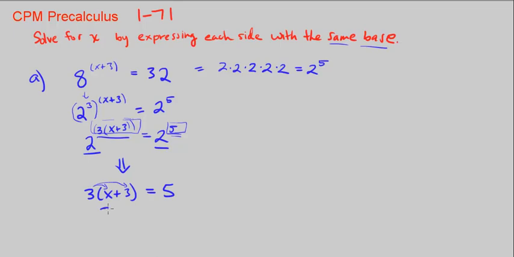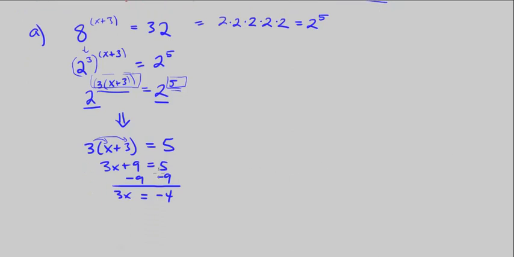Now let's solve for x. Distribute: 3x plus 9 equals 5. Subtract 9. 5 minus 9 is negative 4 on the right. It's equal to 3x. Then we divide both sides by 3, and we get x equals negative 4 over 3. Let's box our answer, and we're done with part A.